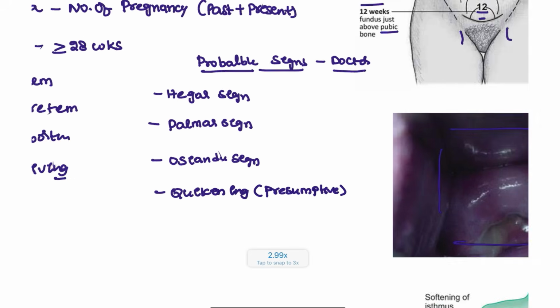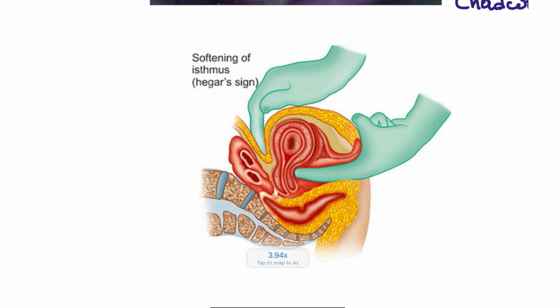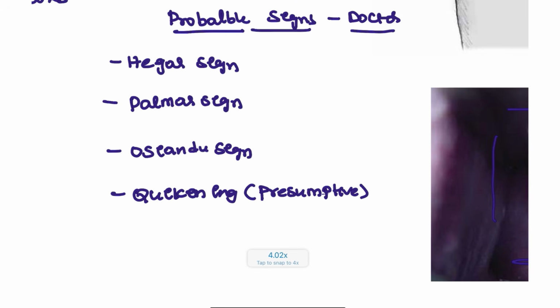So the Hegar sign, here you can see, this is also an image-based question. We palpate with two hands, one on the abdomen and one inside the vagina. If you feel softening of the isthmus, that is known as the Hegar sign. Bilaterally, you are using two hands to palpate the uterus. This is present at 6 weeks.